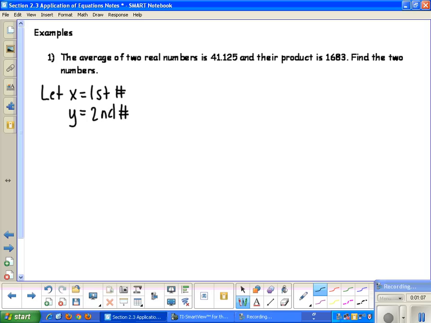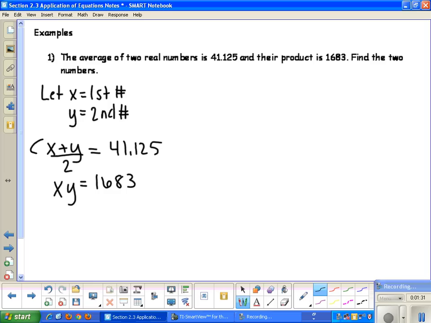When you're finding the average of numbers, remember you're adding them together and dividing by 2. In this case, the average of the two numbers is x plus y divided by 2 equals 41.125. For the second part, we're finding the product, which means we're multiplying, so x times y equals 1683. Notice this is a system of equations.